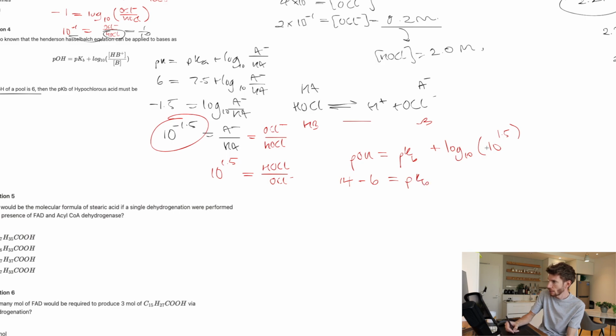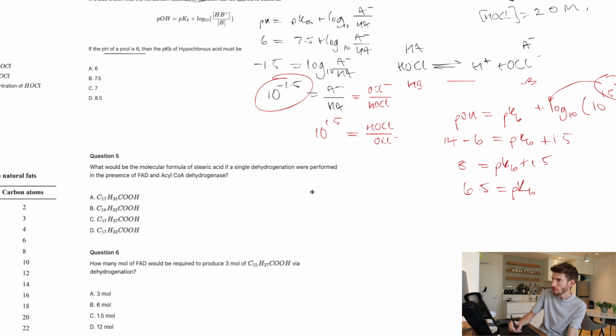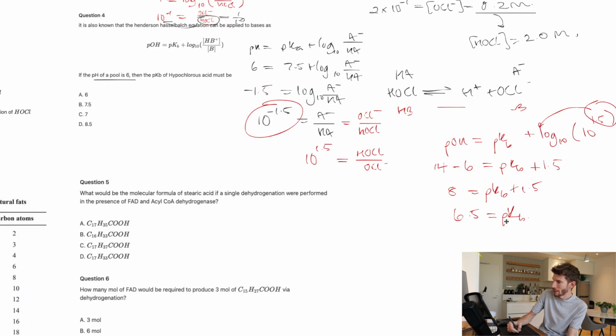PKB. Here, we can bring the 1.5 down to the front and the log 10 cancels out, so you get plus 1.5. So then you've got 8 is equal to PKB plus 1.5, and you can minus the 1.5 across and you'll get 6.5. 6.5 is equal to PKB, like that. So that gives an answer that's not there because I must have made a silly mistake when I was writing this question. So it'll already be changed and A will be 6.5 and that will then be the answer.